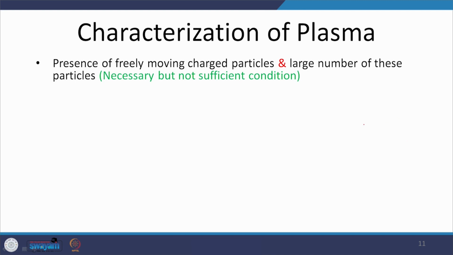So, characterization of plasma: the presence of freely moving charged particles, and a very large number of these charged particles, is a necessary condition for the plasma state to exist. Let us say you are given a gas chamber, okay, and if you are asked to say something about the state of matter, you can say gas. But let us say there are a lot of charged particles inside that gas, would you say that it is a plasma?